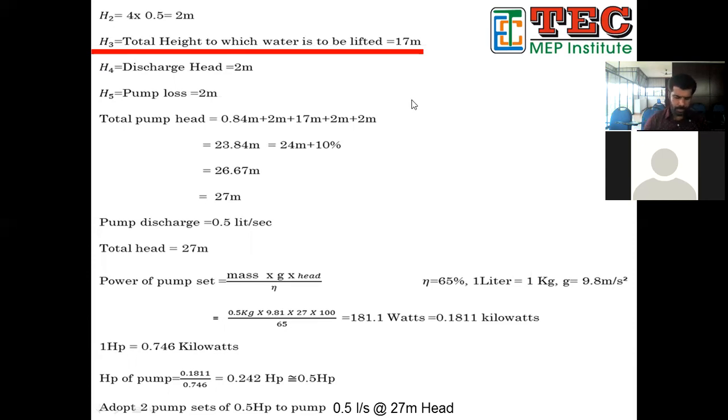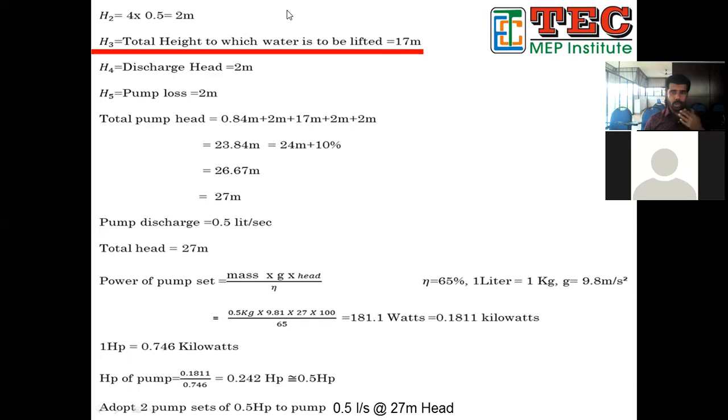189 watts. Yeah, I think that is correct. When you convert that into HP, you know how to convert it into HP? 1 HP is equal to 0.746 kilowatts. Okay, kilowatts. 1 HP is equal to 0.746 kilowatts.